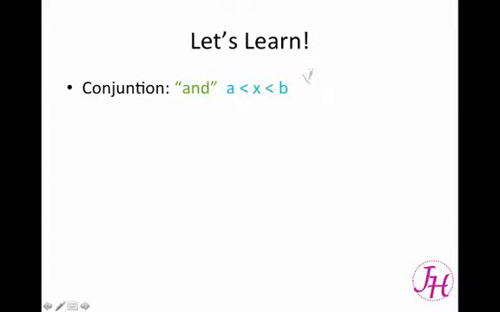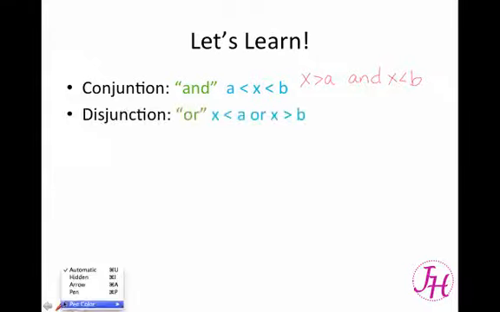In other words, X has to be greater than A, and X is less than B. So any solution has to satisfy both of those inequalities. So we're looking for a number that is between A and B. So X is greater than A and less than B.